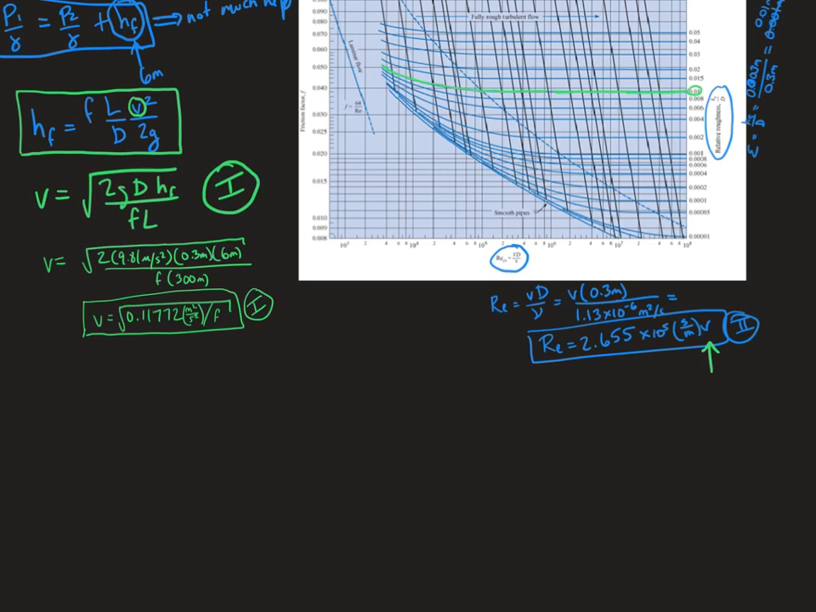But there's almost this circular logic, because you could go back to 1 and say, if I knew F, then I could get V. And if I could get V from 1, then I could go to 2 and get the Reynolds number. If I had the Reynolds number, then I could go up to the Moody diagram and get the friction factor. So it's almost circular logic.